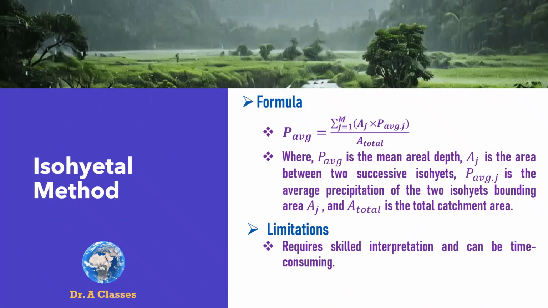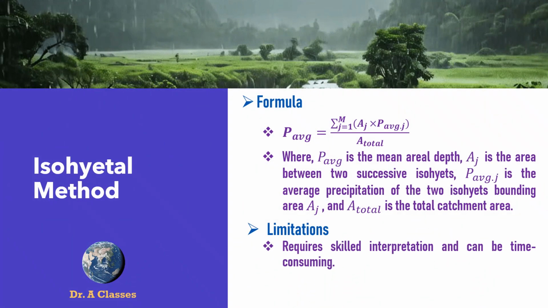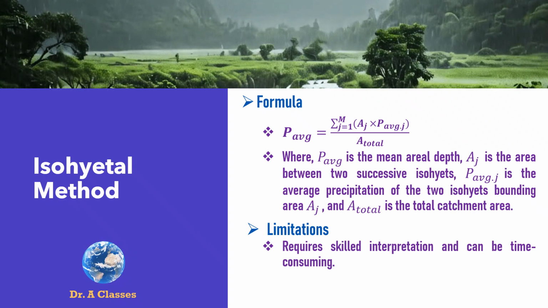Isohyetal method. It is a graphical interpolation method that involves drawing lines of equal precipitation, that is isohyets, on a map, much like contour lines represent equal elevation. The procedure is as follows.